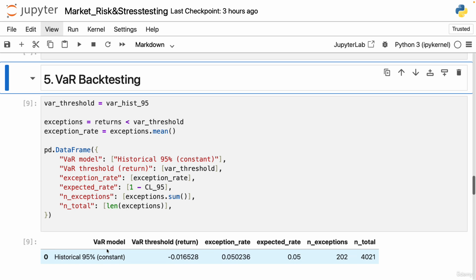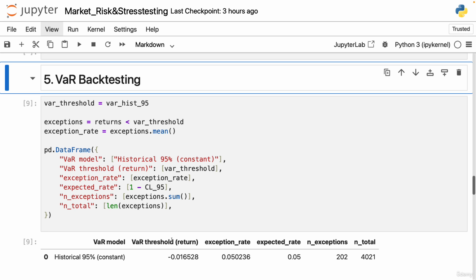This table summarizes how a historical 95% VaR model performs over the full sample. The first column identifies the VaR model being tested. In this case, we are testing a historical 95% VaR with a constant threshold, meaning the VaR level is fixed over time rather than re-estimated dynamically.